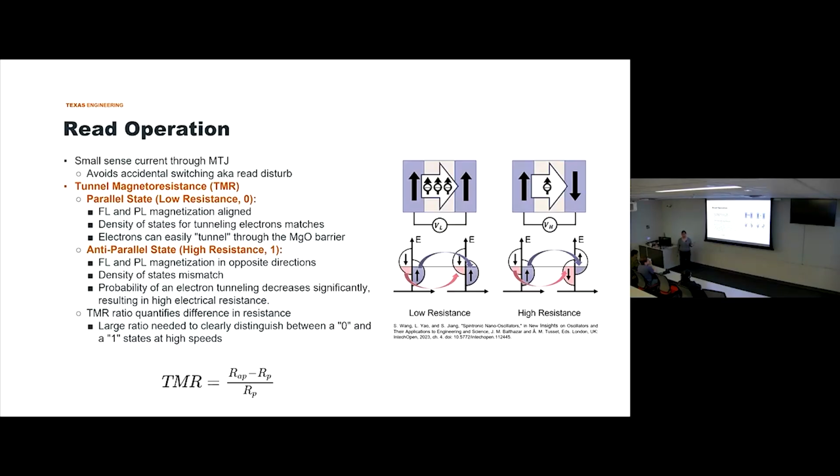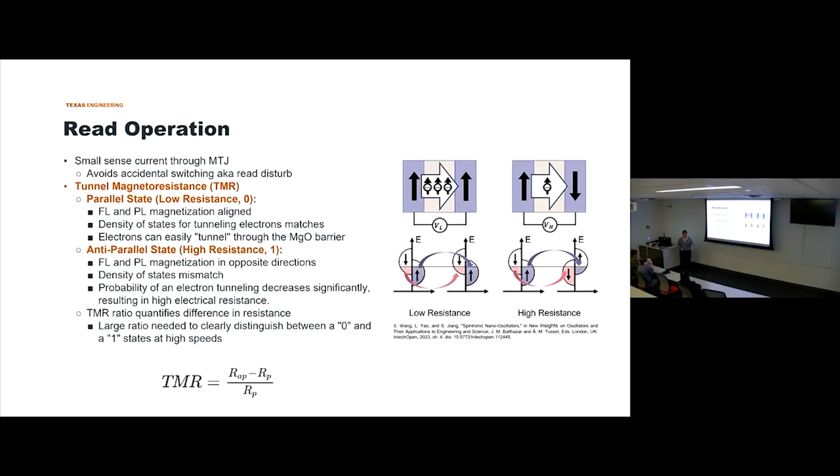So in our parallel state, the free layer and the pin layer magnetization is aligned in the same direction. So it's going to be this example. And this is going to be our low resistance state. Because the density of states for the tunneling electrons match, the electrons can easily tunnel through the MgO barrier. And so this means it has lower resistance.